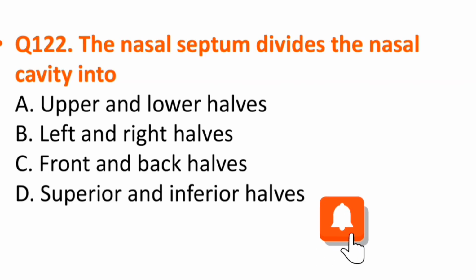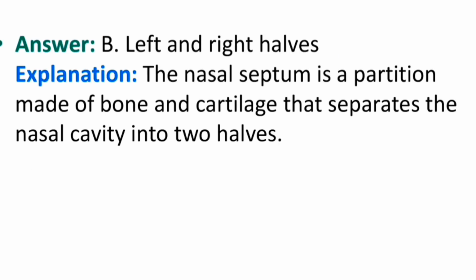Next question. The nasal septum divides the nasal cavity into option A, upper and lower house, option B, left and right house, option C, front and back house, option D, superior and inferior house. The correct answer is option B, left and right house. The nasal septum is a partition made up of bone and cartilage that separates the nasal cavity into two halves.